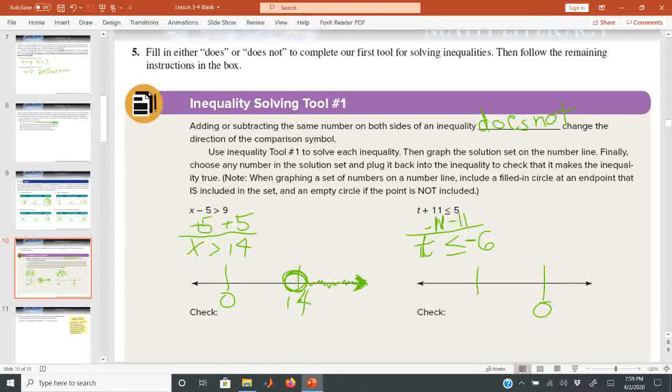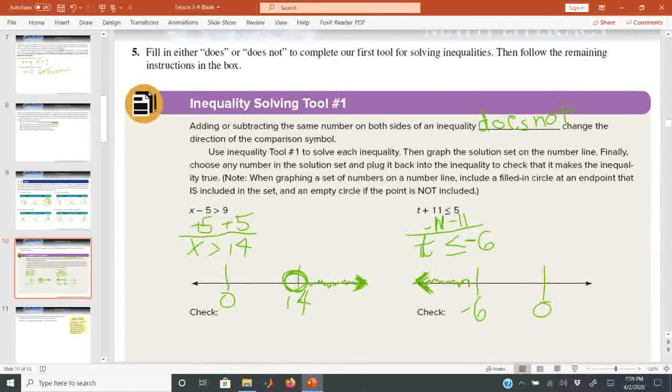And on my number line, I show my 0. I'm also going to show my negative 6. If you want to put in some of the intermediate values, that's fine. But the main thing is to show the negative 6. And I now want to be less than or equal to. So I draw a fat line on the left side of my inequality.